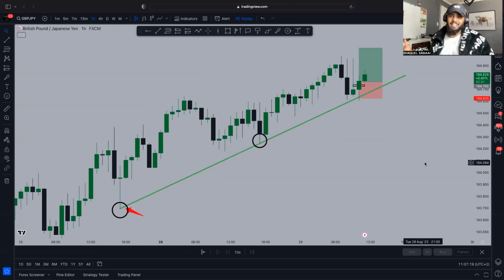It's that easy. Now, of course, guys, take profits is another story. Stop loss is another story. Managing risk is another story.